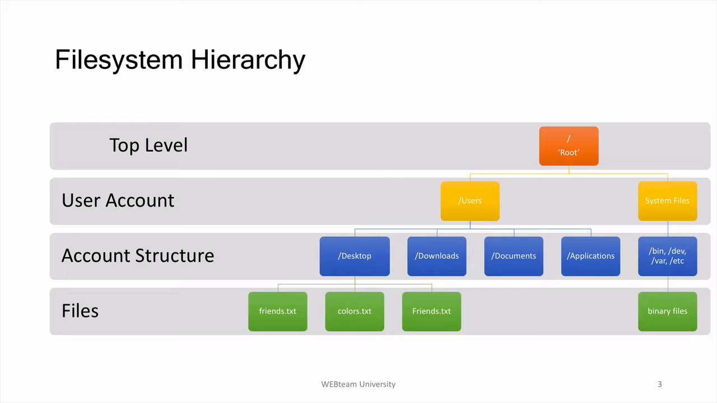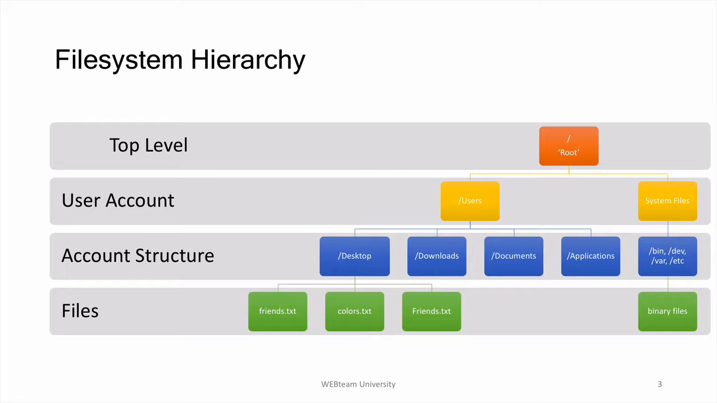There's also file system files. The file system files are separated into directories called bin, dev, var, etc. A little bit outside the scope of this course. It's important to know that they're there. We're not going to focus on them now. We're going to focus on the users directory. So I'm not going to use a particular user's name. I'm going to use a generic username called users.